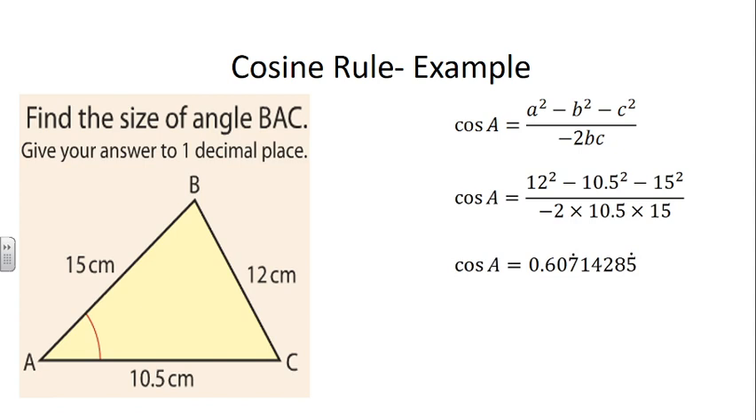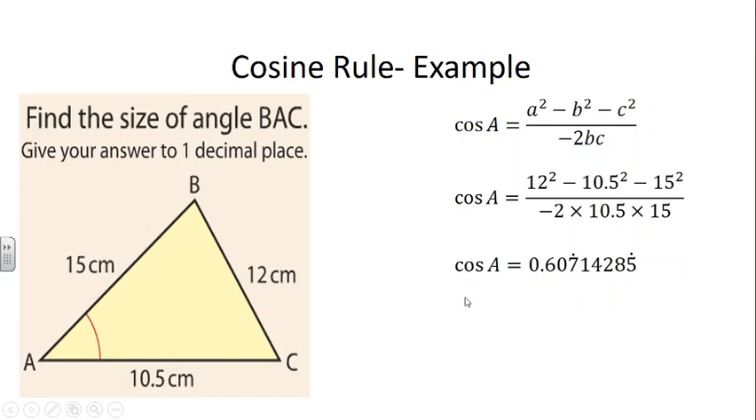Cos A ends up being this. You might need to press S to D, or you're fine to leave it as a fraction, but this is the decimal if you change it from a fraction to a decimal. Just like whenever we do SOHCAHTOA or when we did the sine rule, whenever we need to find an angle, we've got to use the inverse of the function cos, sine or tan. In this case it's cos, to get rid of that cos. So we've got to do the inverse.